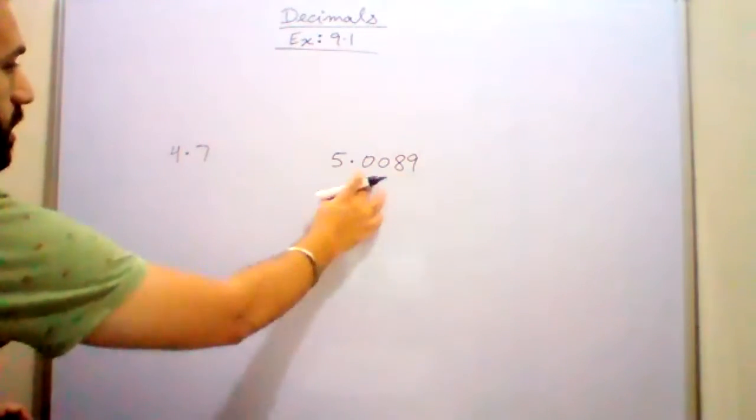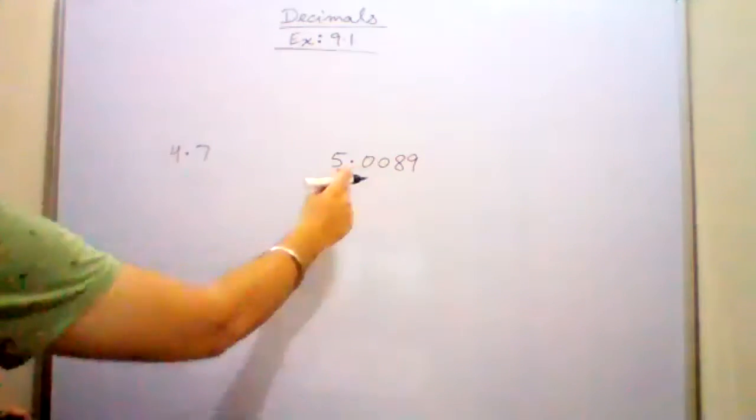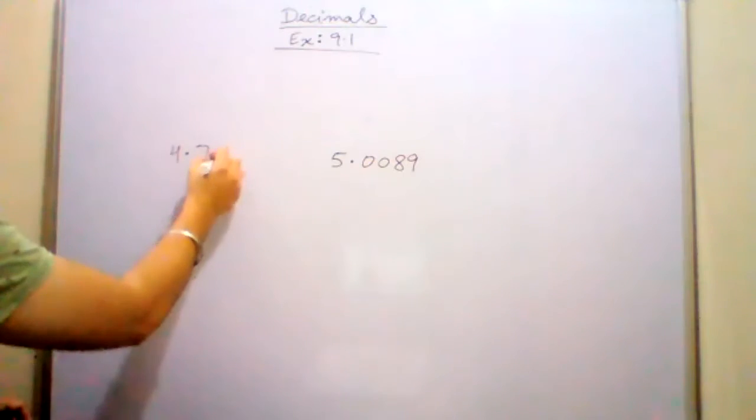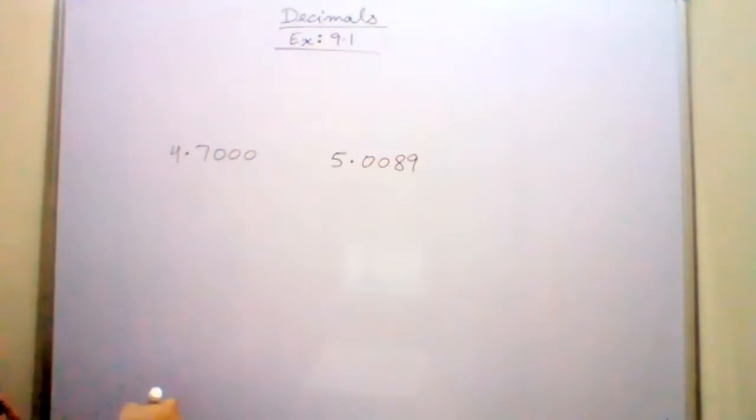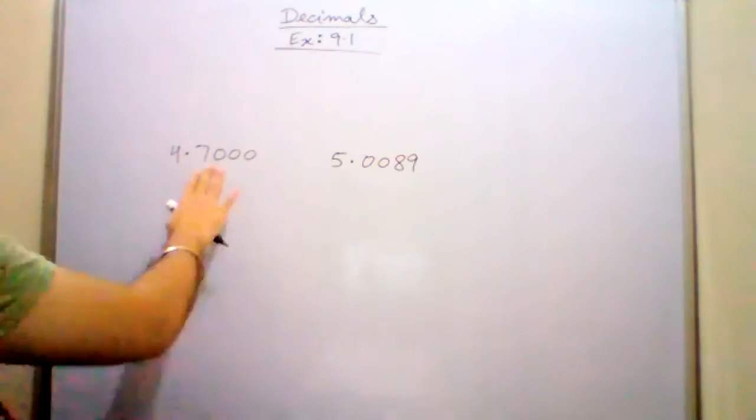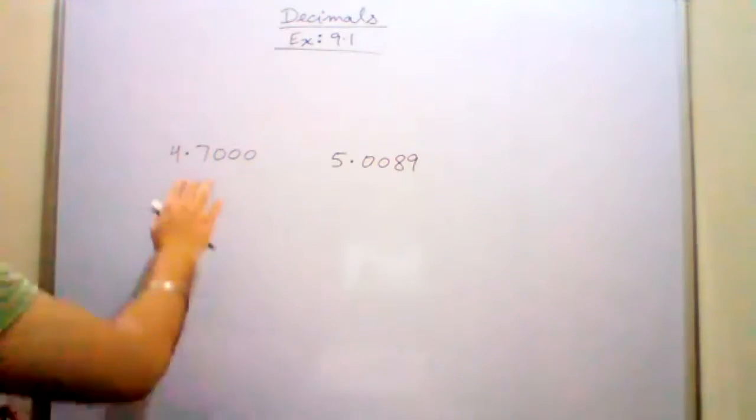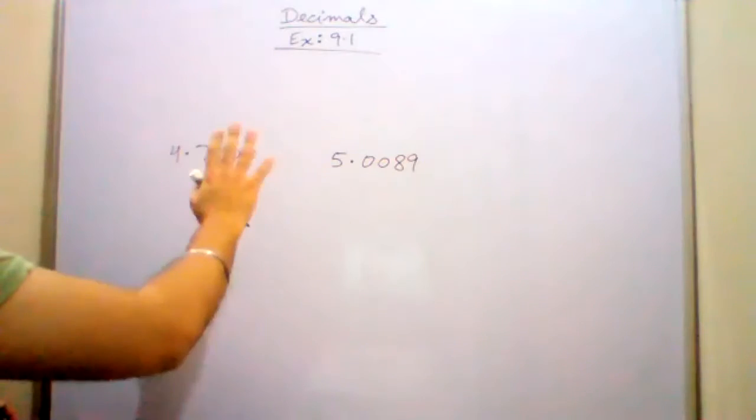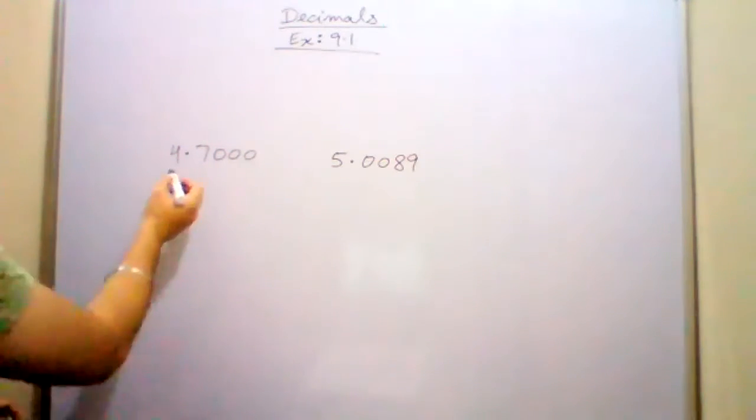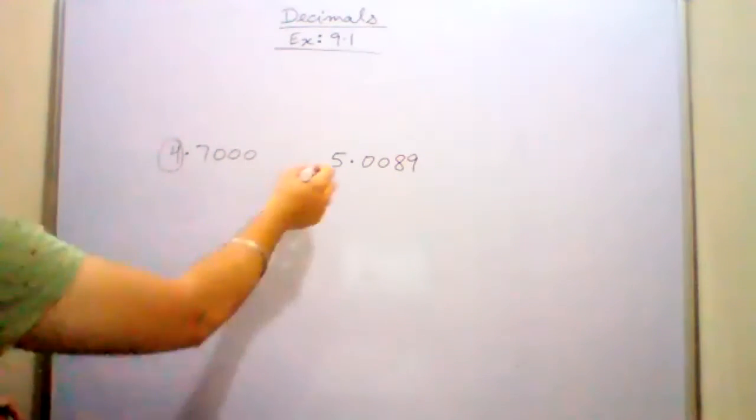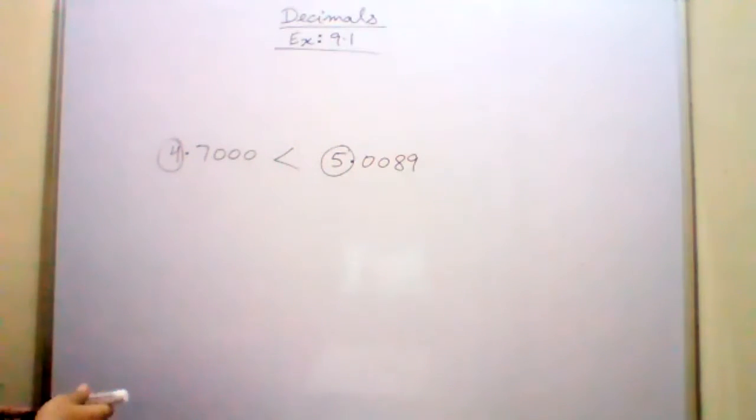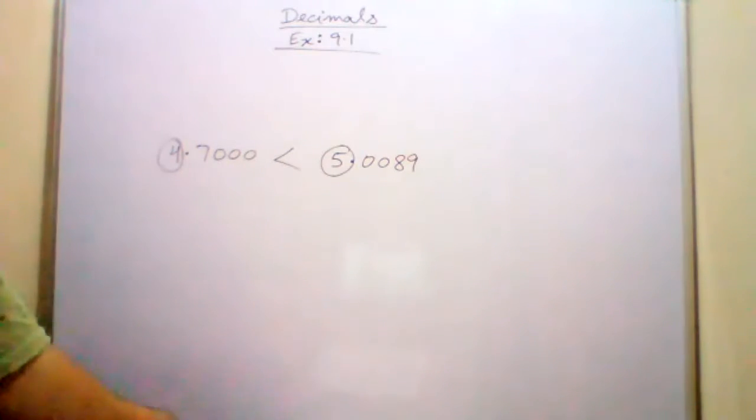How many digits after decimal here? 4. Here? 1. 1, 2, 3. 3 zeros I have added. Now you can compare the numbers. So first, 4.7000 and 5.0089. Now you can see that the first digit here is 4, here the first digit is 5. Which one is greater? Second one is greater. 5.0089. Understood all of you?